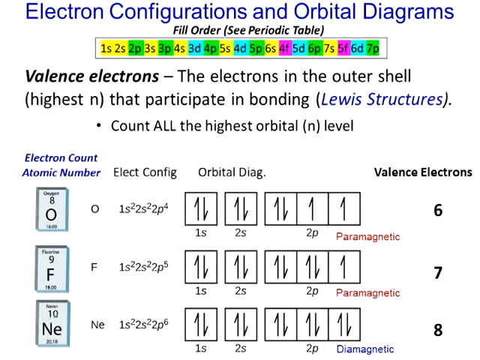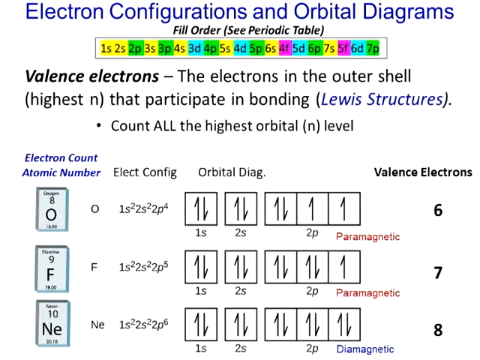Therefore, I write an electron configuration according to the filling order or based on my knowledge of the periodic table. I write 1s2, 2s2, 2p4. That accounts for 8 electrons because the superscripts add up to 8. 2 plus 2 plus 4 equals 8. I can now draw the orbital diagram. 1 up, 1 down in the 1s, 1 up, 1 down in the 2s.